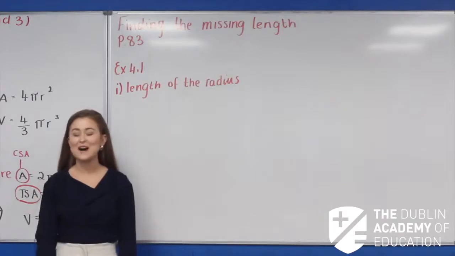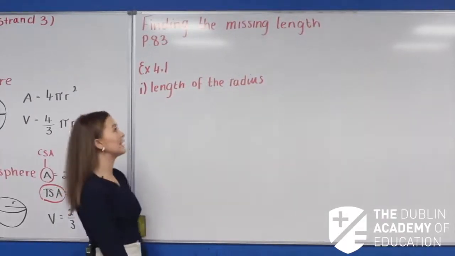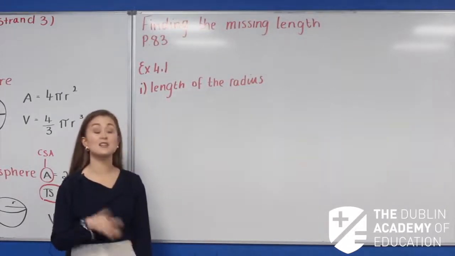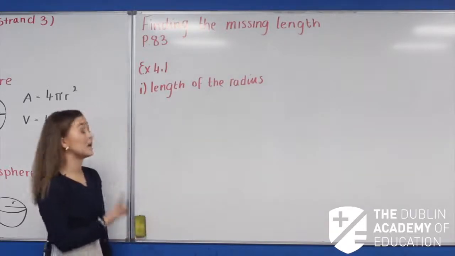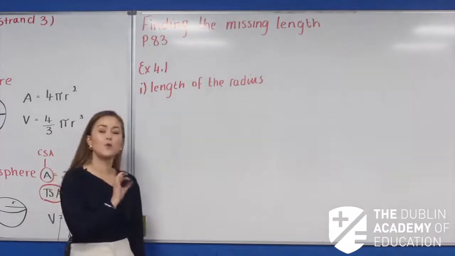Welcome back, guys, to maths lesson number 5. Today what we're going to be looking at is finding the missing lengths, whether it's the height, the radius, or maybe the slant height. So what I want you to do is pop over as far as page number 83, starting on exercise 4.1.